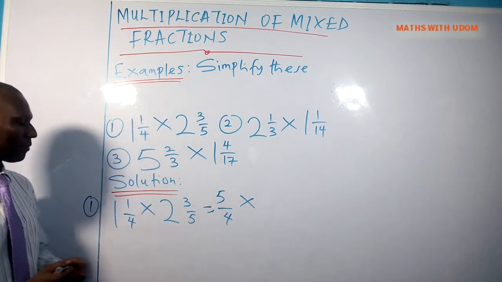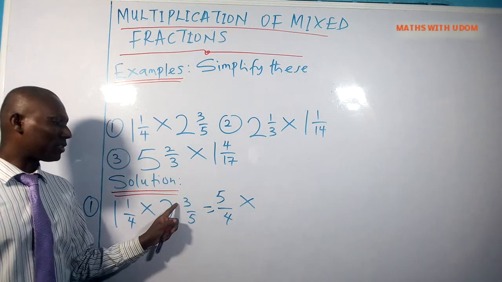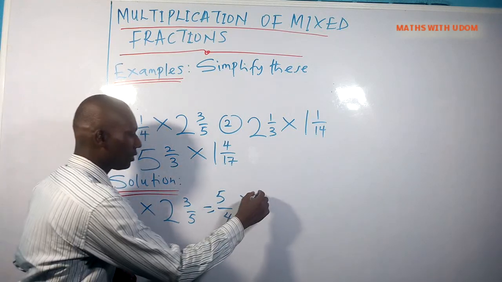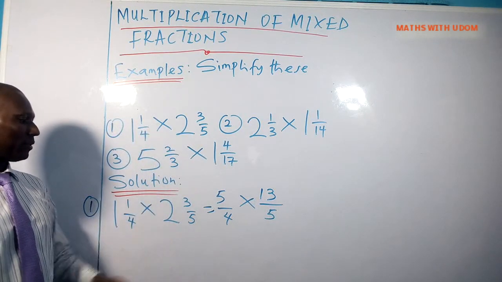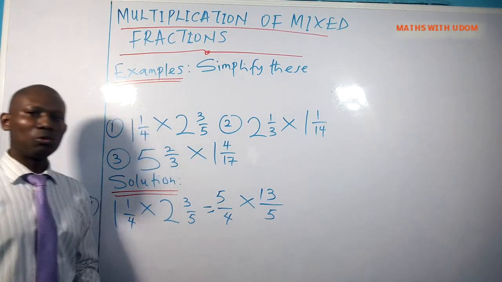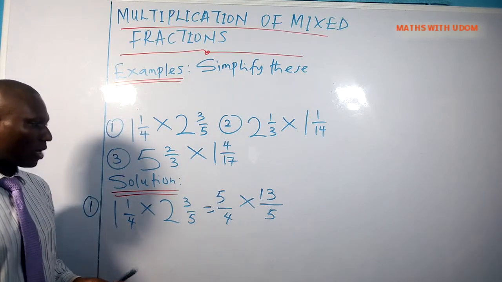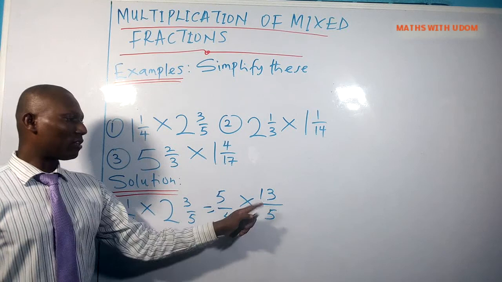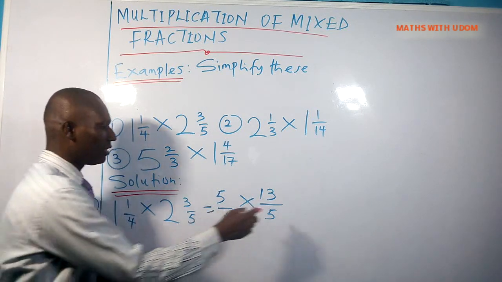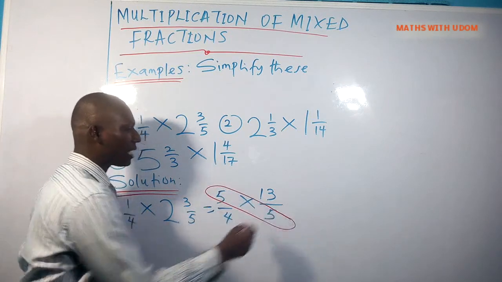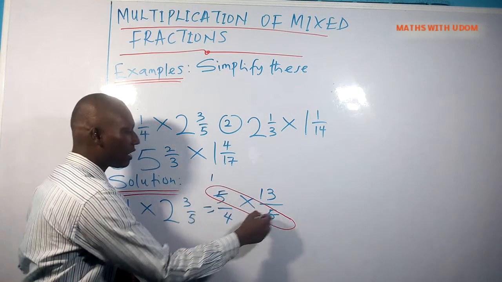multiplied by 5 times 2 is 10, 10 plus 3 will give us 13. So we have 13 divided by our denominator 5. So from here, we look for opportunity for cross cancellation. What do I mean by that? 4 cannot divide through 13 because they have no common factor, but 5 can divide through 5 because they have a common factor, and the common factor is 5. So 5 here gives 1, 5 here gives 1.